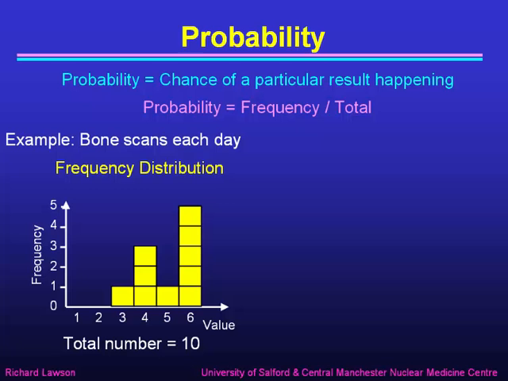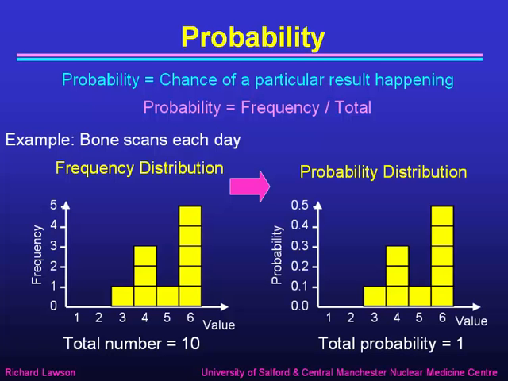We had a total number of observations of 10. There were 10 squares in this frequency distribution because we had 10 days on which we made our measurements. So the total in this case is 10, so we can convert frequency into probability by dividing by the total, which is 10. So for example, if we take the value 3, we did 3 bone scans with a frequency of 1, so 1 divided by 10 is 0.1, so the probability of doing 3 bone scans in a day is 0.1. Likewise, 6 bone scans in a day occurred with a frequency of 5. 5 divided by 10 is 0.5, so the probability of doing 6 bone scans in a day is 0.5.